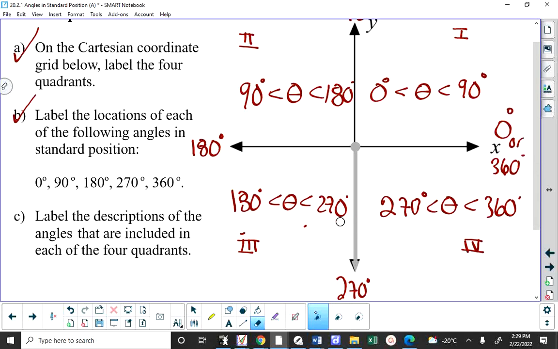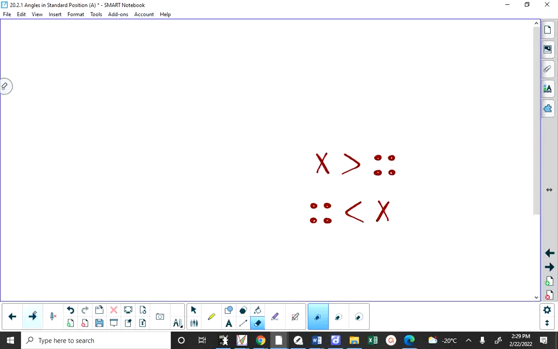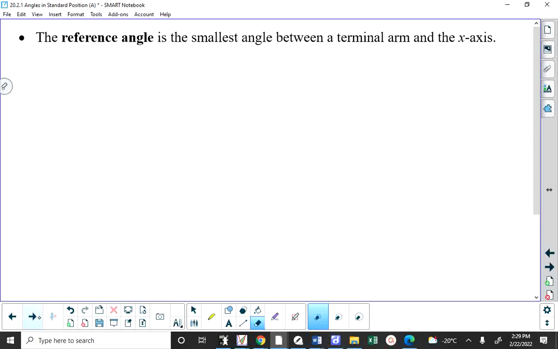So anyway, that's the warm-up. Now we have one more layer of terminology that we have to talk about, which is called the reference angle. The reference angle is the smallest angle possible between a terminal arm and the x-axis. I'm not saying between the terminal arm and the positive x-axis. I'm saying between the terminal arm and the x-axis.